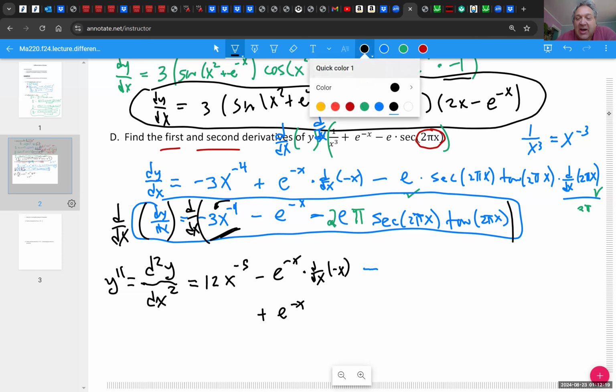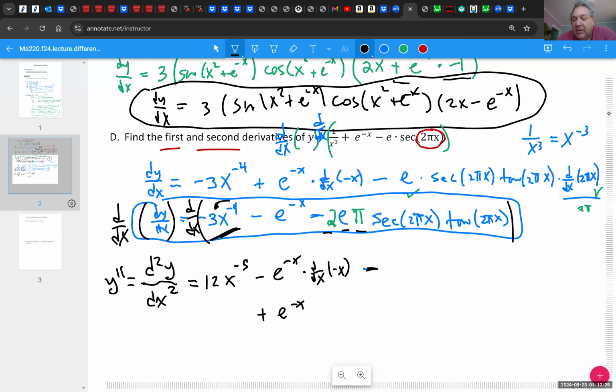Okay, so we're going to subtract the derivative of all this stuff. 2 and e and pi are all constants, so they're being multiplied and do not affect any derivative. And what are they being multiplied onto? The derivative of this secant 2 pi x tangent 2 pi x, which is a multiplication of two functions and thus requires the use of the product rule.